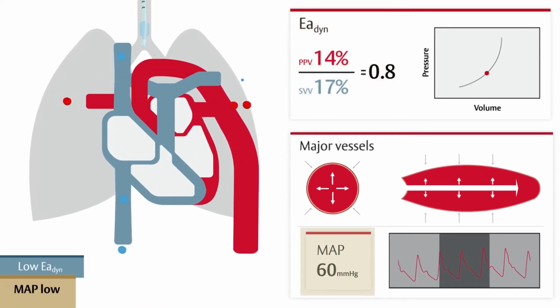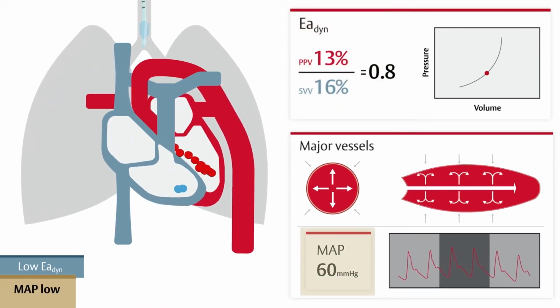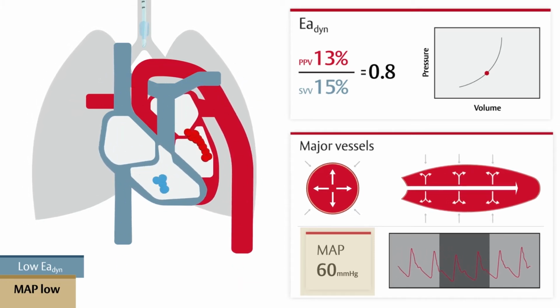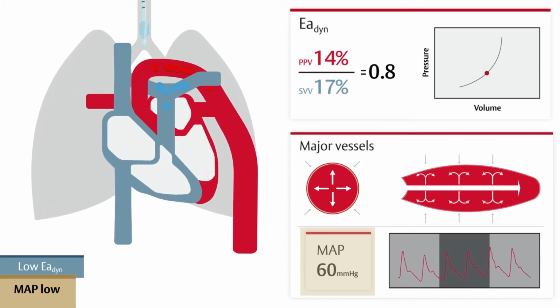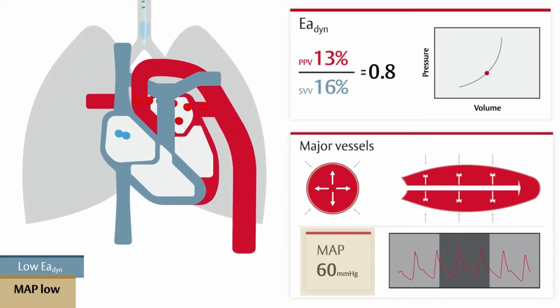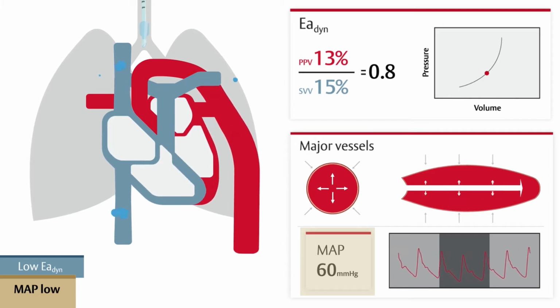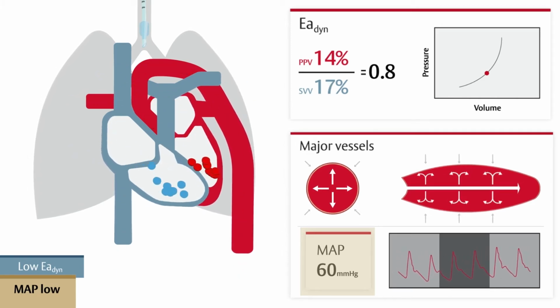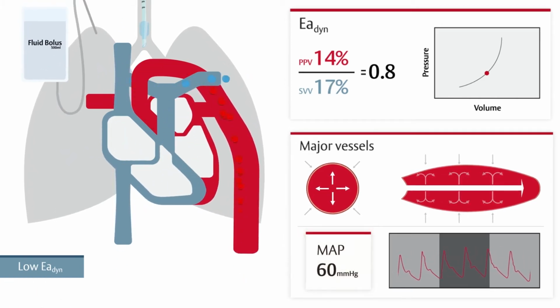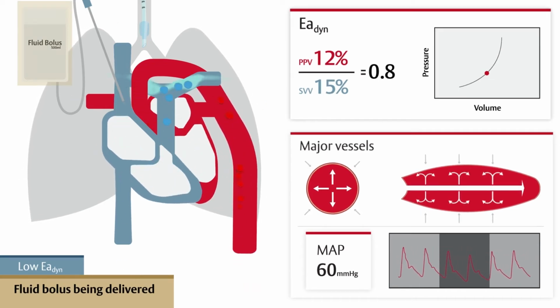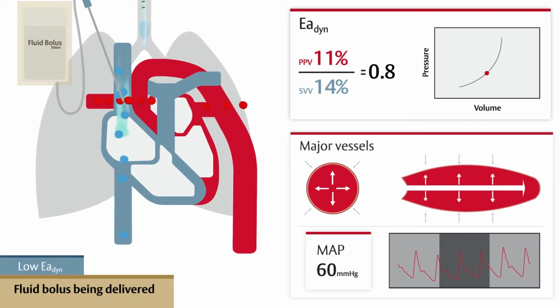The patient is currently hypotensive, as defined by a mean arterial pressure below 65 mm of mercury. As the patient is preload responsive, indicated by a raised stroke volume variation, a fluid bolus will increase stroke volume, but it will not increase mean arterial pressure due to the low elastance of the large vessels. A fluid bolus of 500 ml of lactated Ringer solution is set up and delivered to the patient as they are preload responsive.